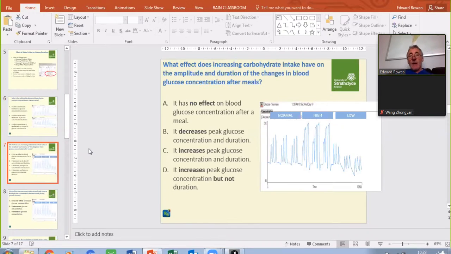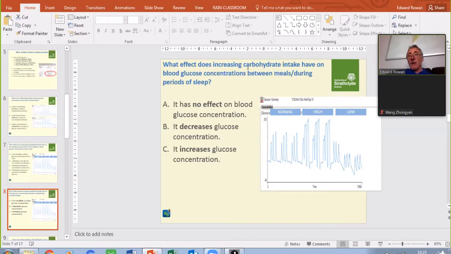What effect does increasing carbohydrate intake have on the amplitude and duration of the changes in blood glucose concentration after a meal? So after meals is this part here, or this part here, and so what effect does increasing carbohydrate intake have on the amplitude and duration of the changes in blood glucose concentration? And so after a meal, there's an increase in the peak glucose concentration and duration.